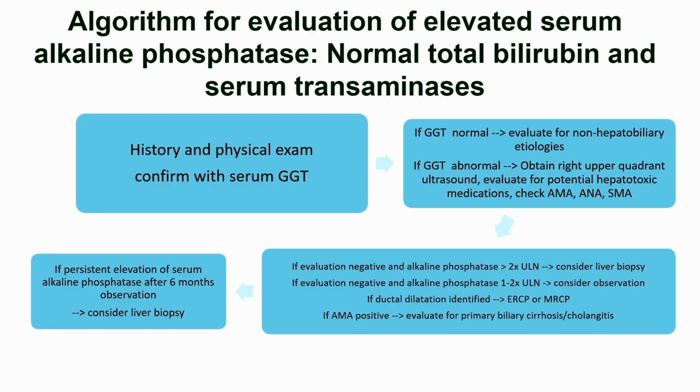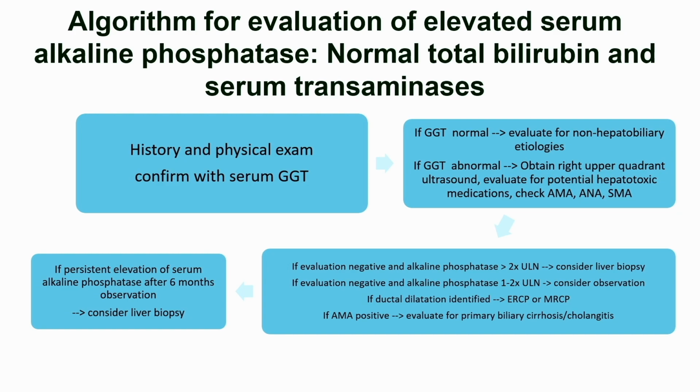For alkaline phosphatase, again, confirm with a GGT. You image these individuals. If the GGT is normal, it's not. The alkaline phosphatase is bone or another cause. If the GGT is abnormal, image them with a right upper quadrant ultrasound and look at your immune markers, ANA, smooth muscle, and anti-mitochondrial antibody. If the ultrasound is normal, you can observe or you can consider a liver biopsy moving forward.